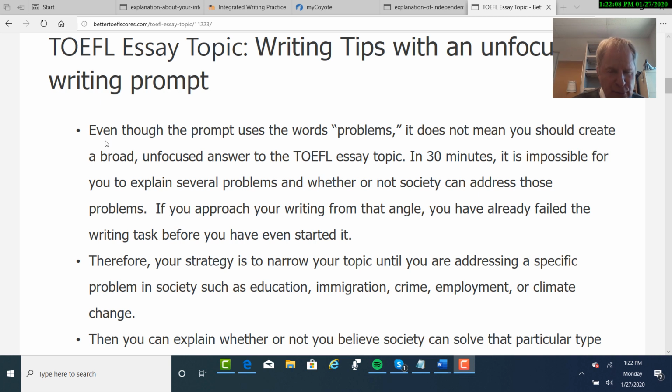Even though the prompt uses the word problems, it does not mean you should create a broad, unfocused answer to the TOEFL essay topic. In 30 minutes, it is impossible for you to explain several problems and whether or not society can address those problems. If you approach your writing from that angle, you have already failed the writing task before you've even started it.